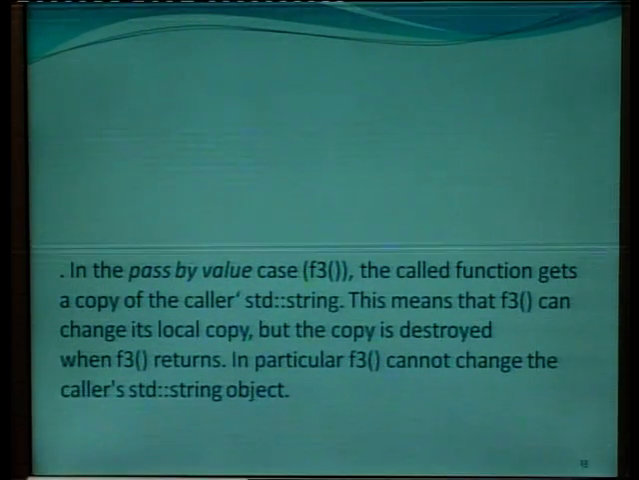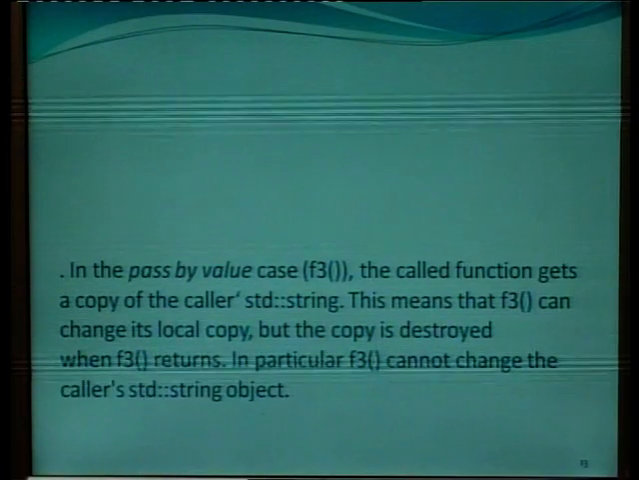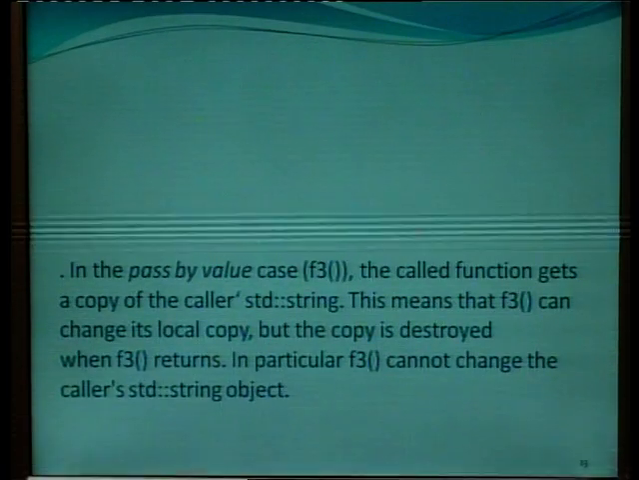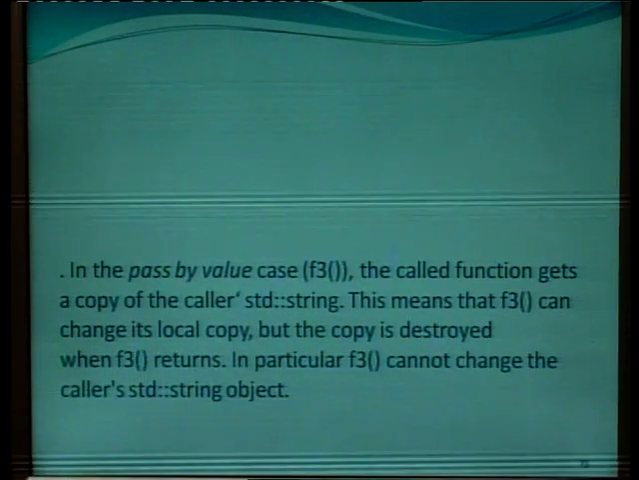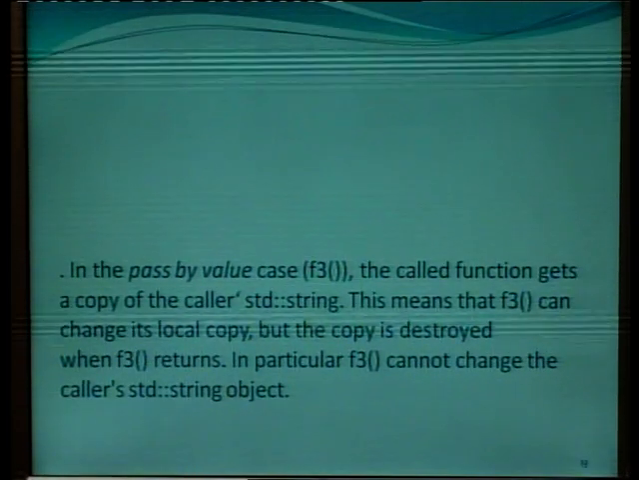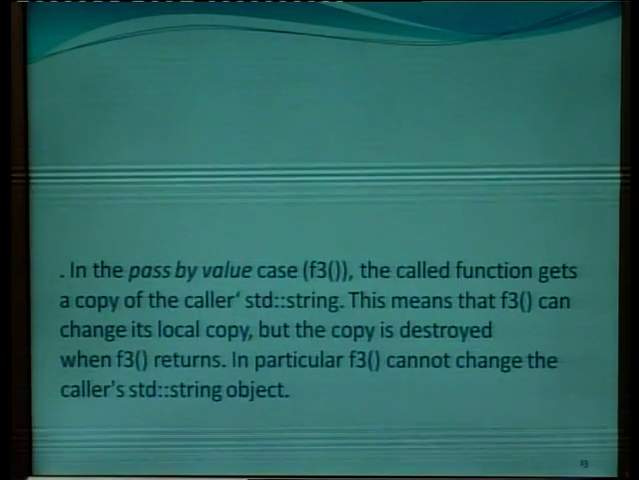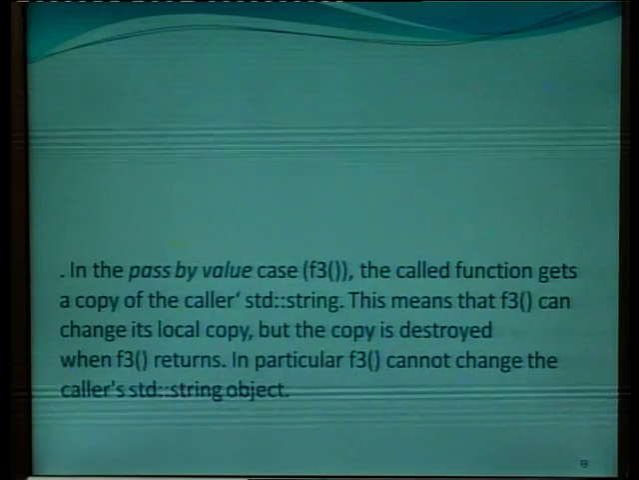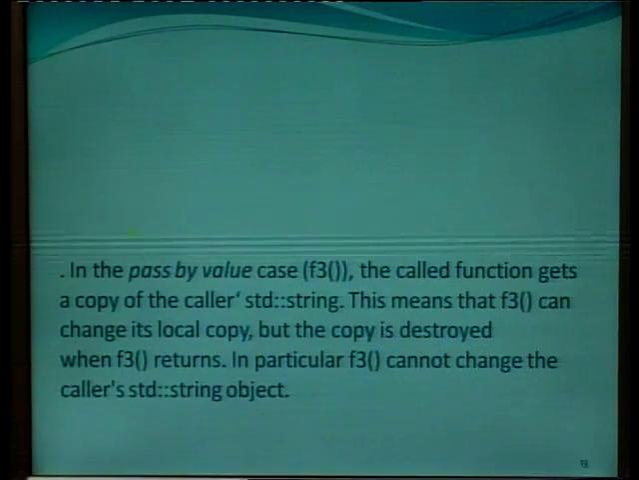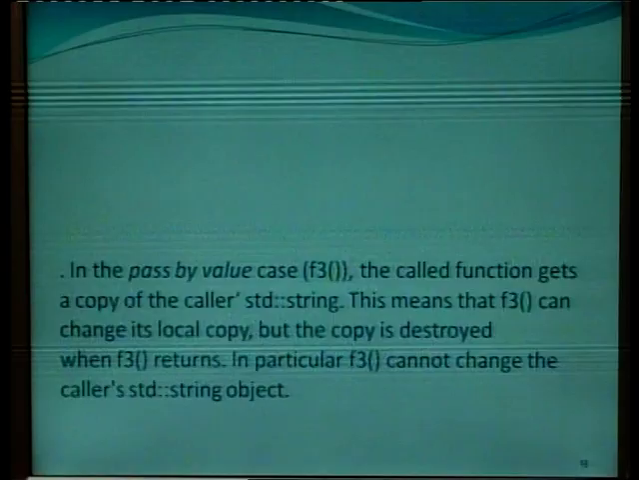So, whenever the program calls f3, its value will not change at the caller's level. At execution time your copy will be changed at the local end. When the function is called, that local copy is destroyed when f3 returns. In particular, f3 cannot change the caller's standard string.